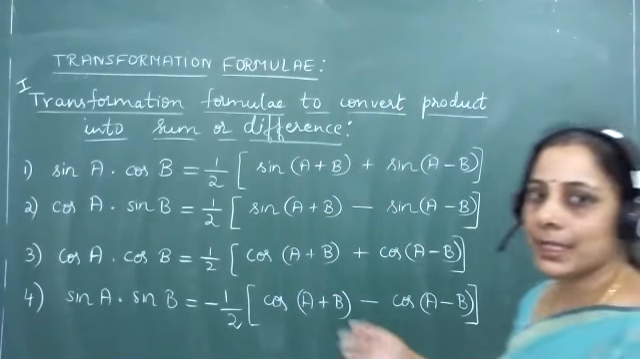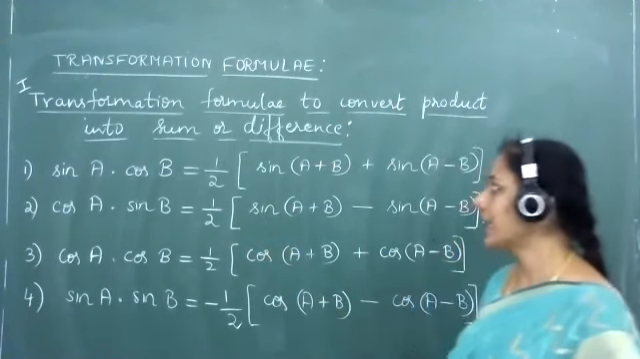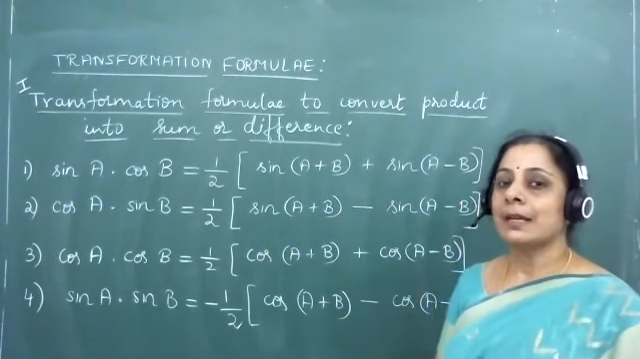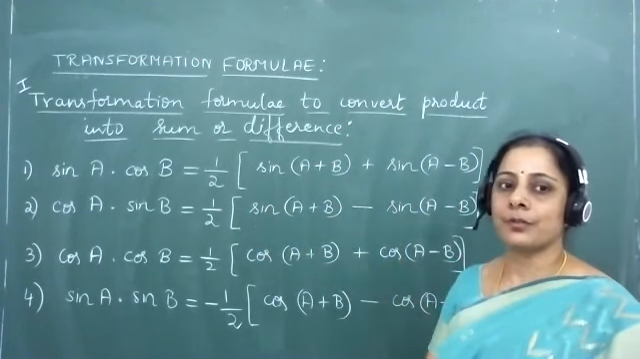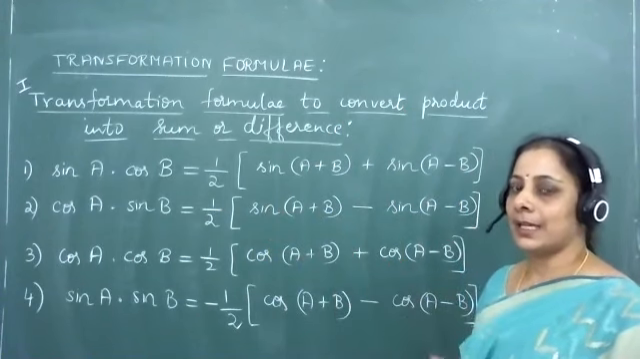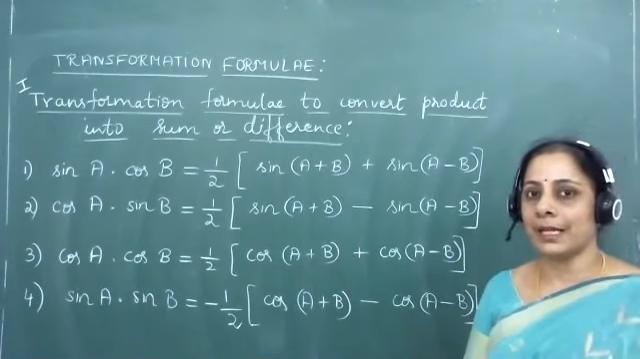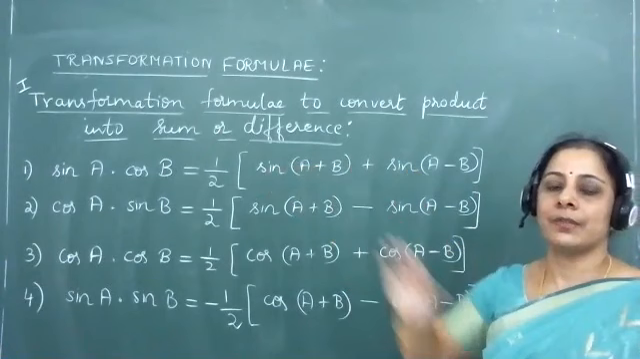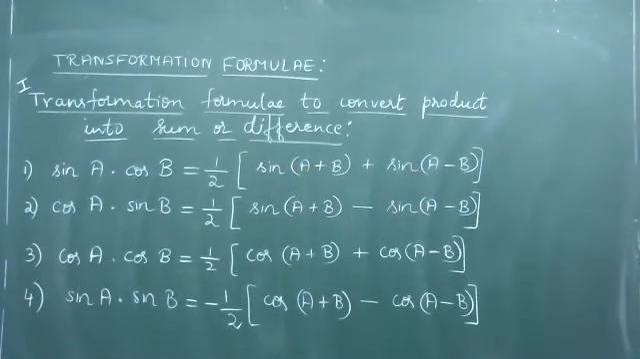Now, is there a possibility of going the reverse way? Meaning to say, is there a different set of transformation formulae which can help us in expressing sum or difference as a product? Yes, definitely. And that we consider as the second set of transformation formulae, wherein a sum of two trigonometric functions will be expressed as a product. So how to do that? For that we consider the next set of derivation.